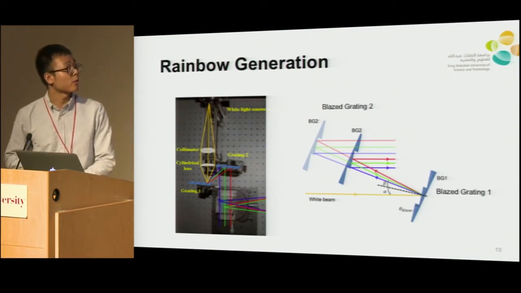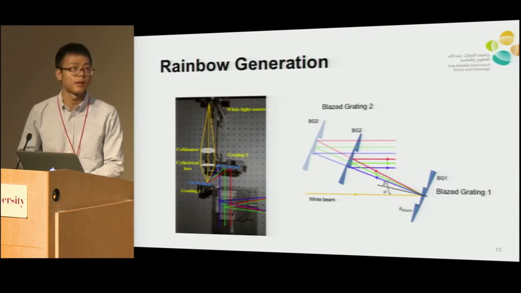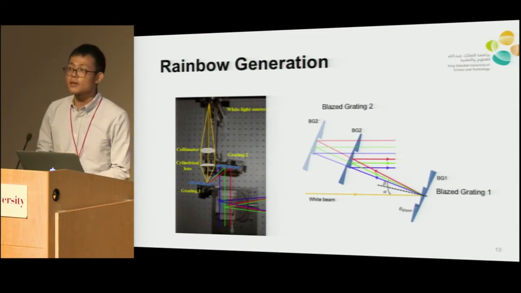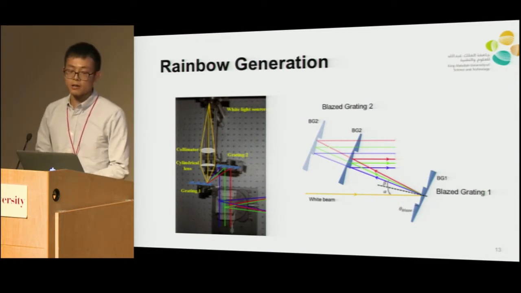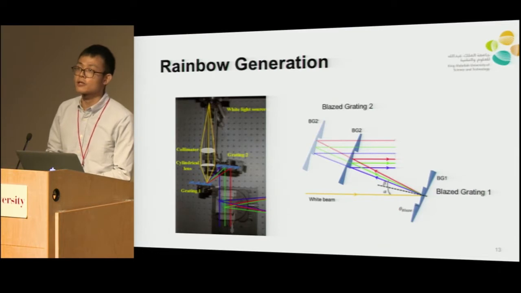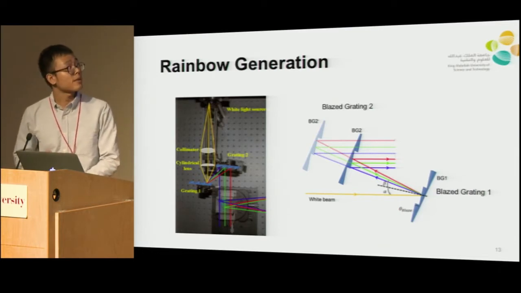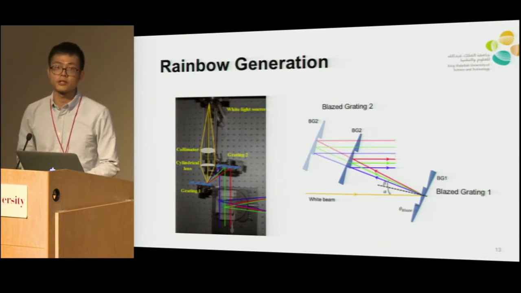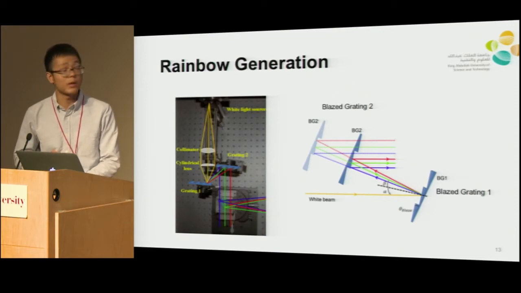We place the two blazed gratings parallel to each other at the blazed angle. And so these two blazed gratings can generate parallel rainbows. This system can not only generate rainbows with higher light efficiency, but also the rainbow size can be easily changed by adjusting the relative distance between these two gratings.